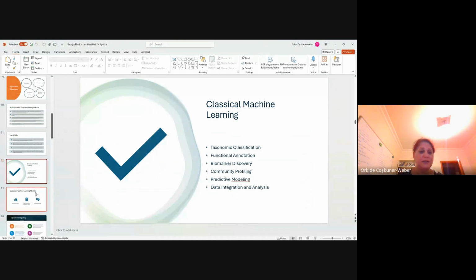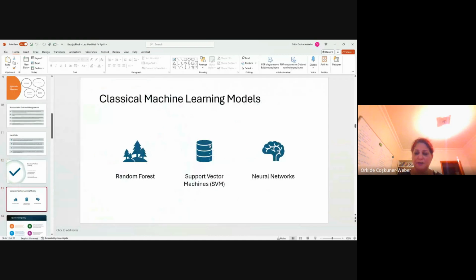The most widely used machine learning models in my group are random forest, which is a versatile and powerful ensemble learning algorithm that can be used for classification, regression, and feature selection tasks in aquaculture metagenomic studies. It is known for its robustness, scalability, and ability to handle high-dimensional data.